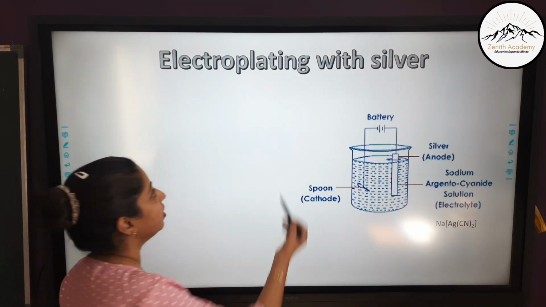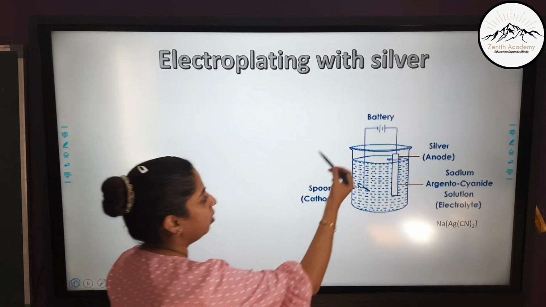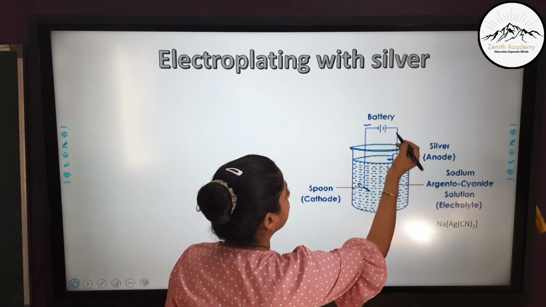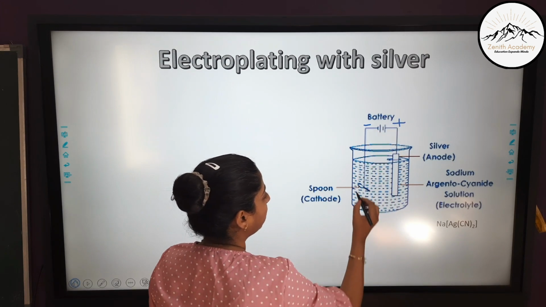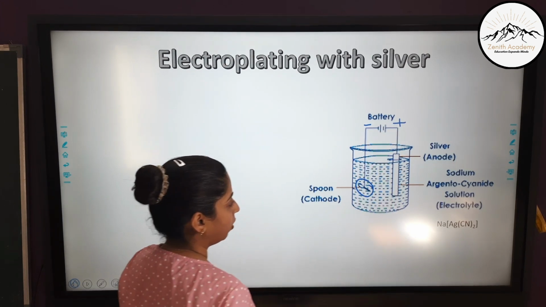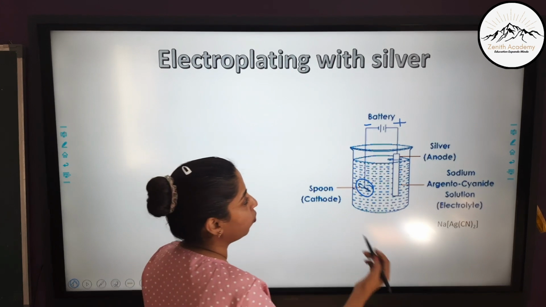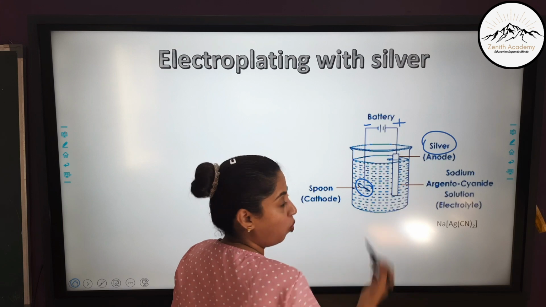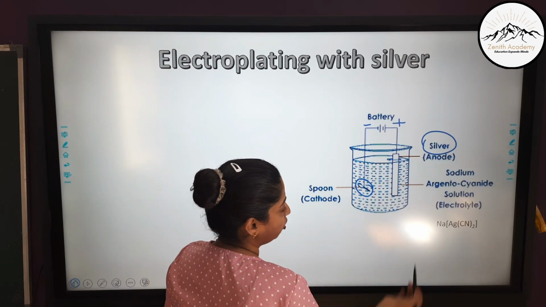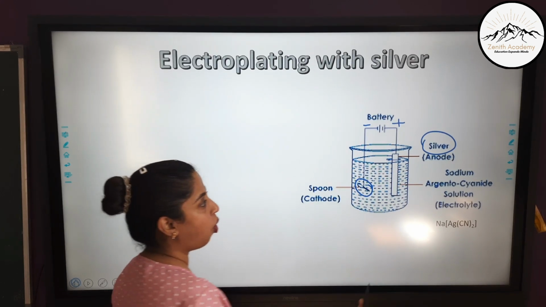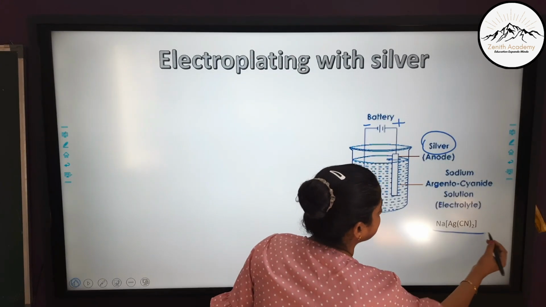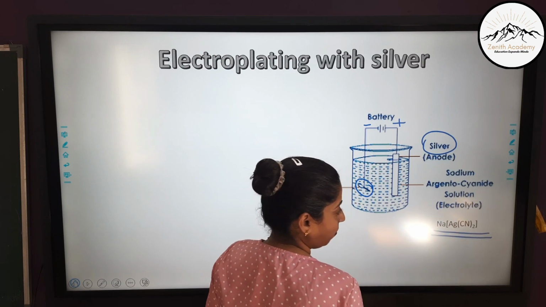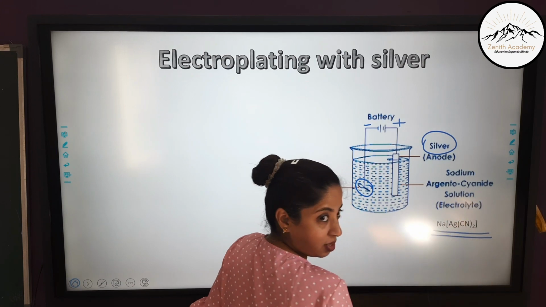So now let's study the electroplating with silver. Now we have taken a similar electrolytic cell. Now at cathode, what have we taken? We have taken a spoon, which we want to electroplate with silver. That is why silver is made as anode. The electrolyte solution should also be a salt of silver. So we have taken this salt, sodium argentocyanide solution. This is a complex.